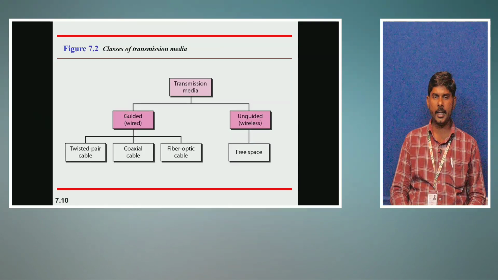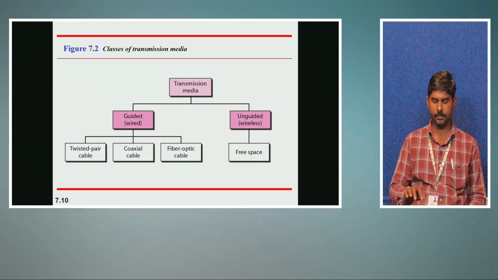These transmission media can be categorized into two categories, either guided transmission media or unguided transmission media, that is wired or wireless transmission media. In the case of wired transmission media, again there are three subcategories: twisted pair cable, coaxial cable, fiber optic cable. In the case of unguided transmission media, free space is the wireless transmission medium.